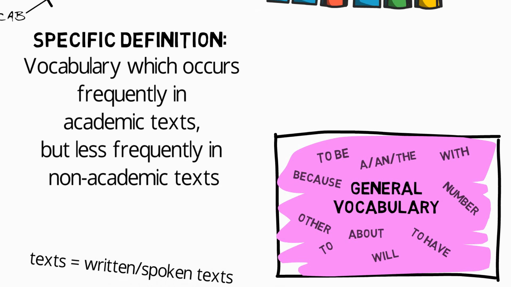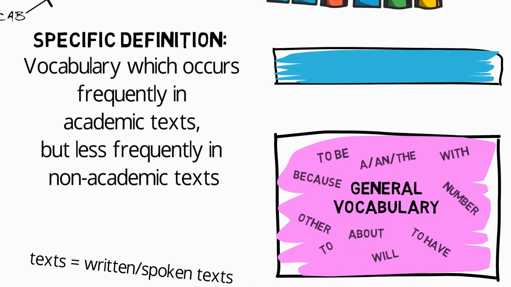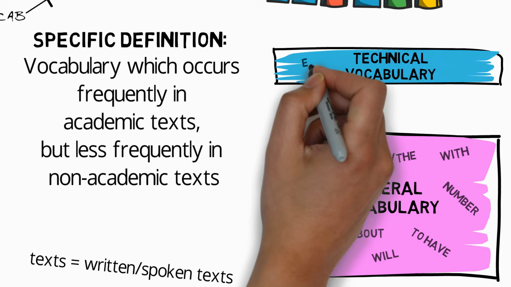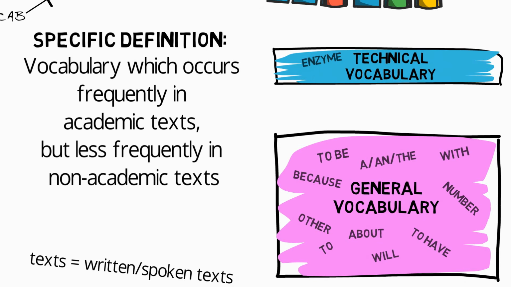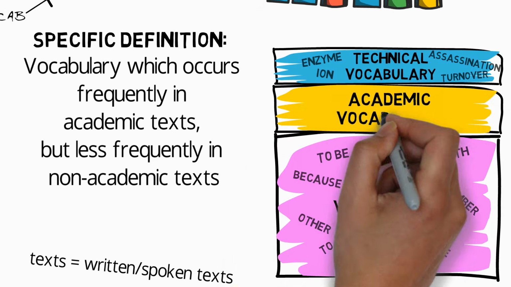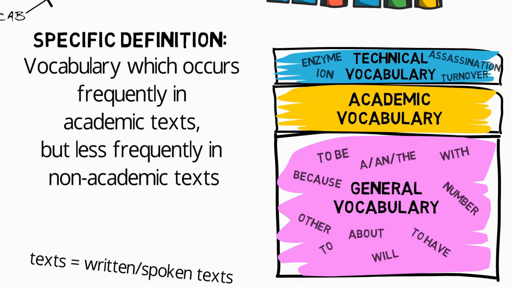Now, a potential problem with this definition is that it also includes technical vocabulary. For example, the word enzyme for biology, or ion for chemistry, or turnover for economics or business, or assassination for history. Now, some writers consider technical vocabulary to be academic vocabulary. But most writers consider academic vocabulary to be something different, lying between general vocabulary and technical vocabulary.